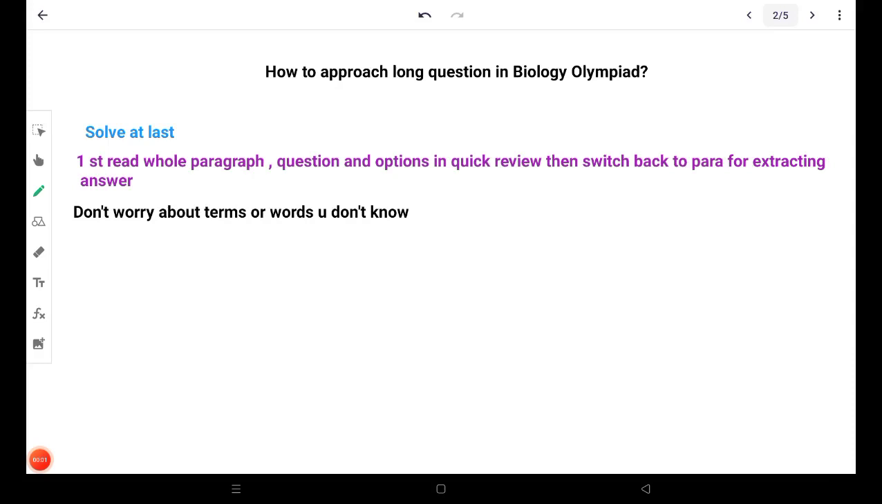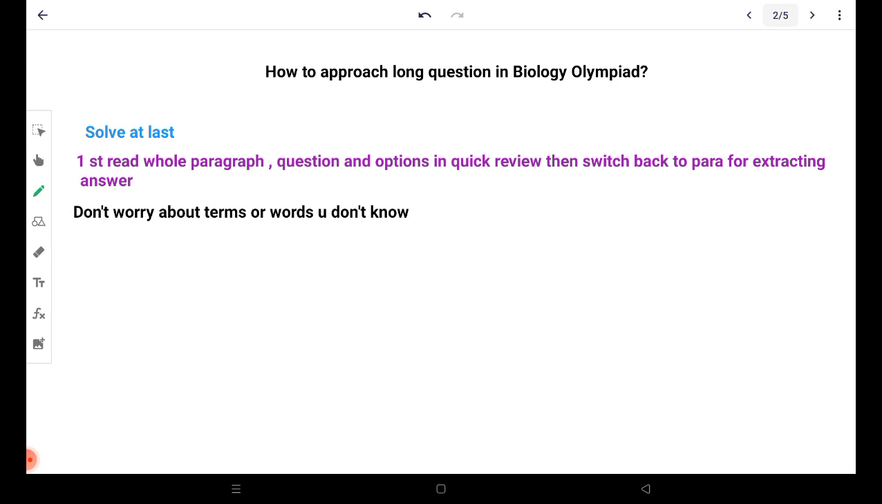Hello everyone. So today we will see how we can approach the long type questions in biology Olympiads. Basically, in the long questions, a paragraph is given, and based on that paragraph, the questions are asked. You must have some basic knowledge about that particular topic. You can't extract all the answers from the given paragraph.